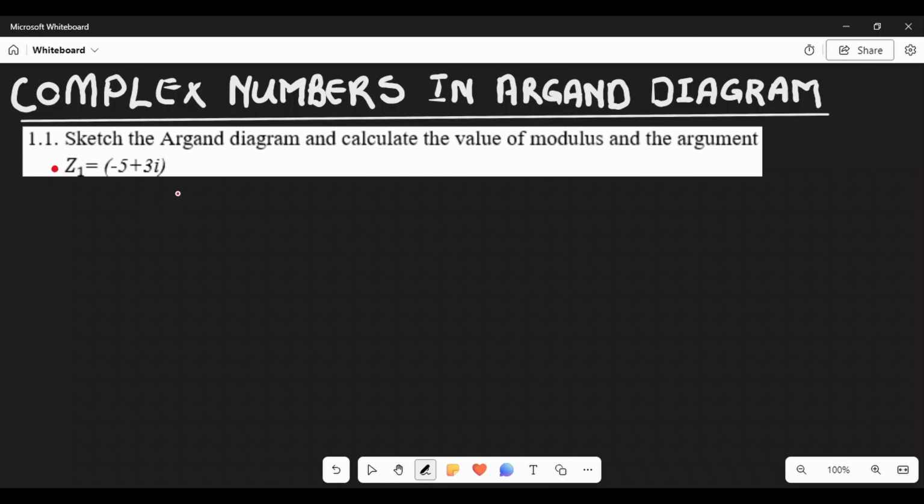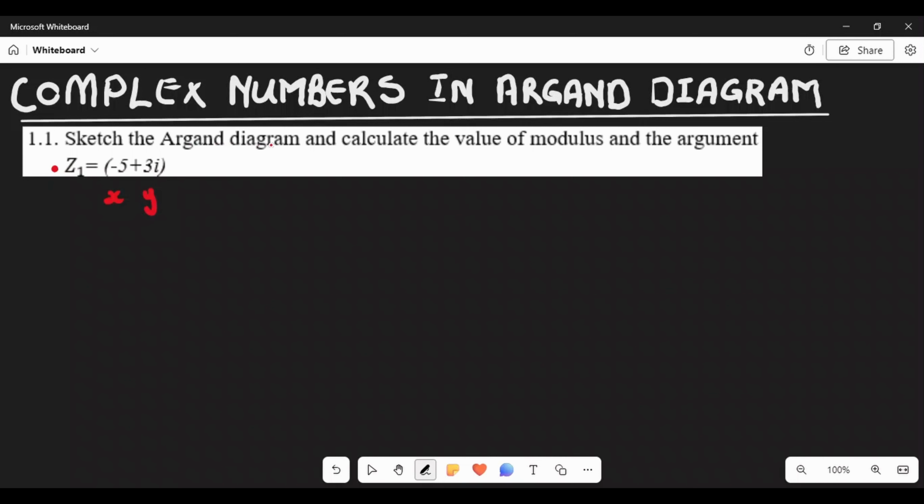So guys, let's start solving this here. As you can see, Z1 is our complex number. It consists of -5 plus 3i. As you can see, this -5 here is a real part of the complex number, and we know that the real part on the Cartesian plane is represented by x, and the imaginary part on the Cartesian plane is represented by y.